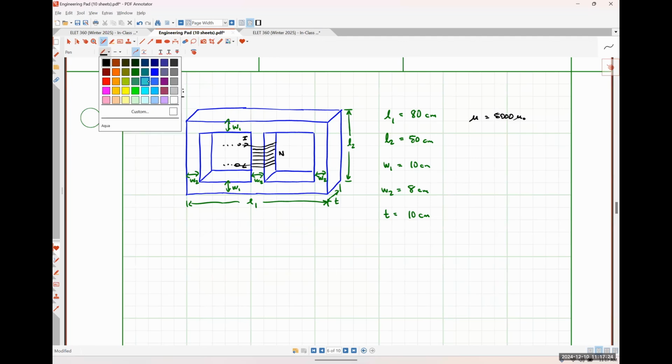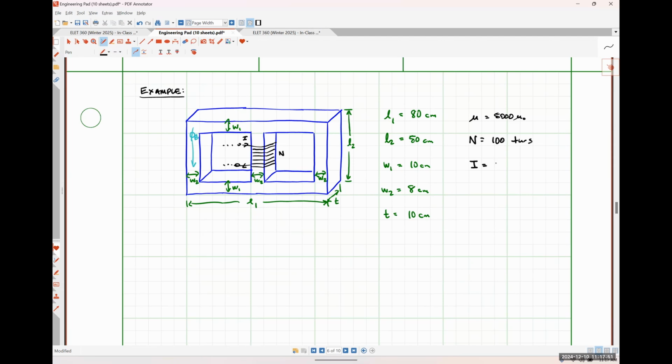And what I want us to try to find is the flux flowing through the left leg of this guy if n is equal to, let's make it 100, and I is equal to 10 amps. Okay.